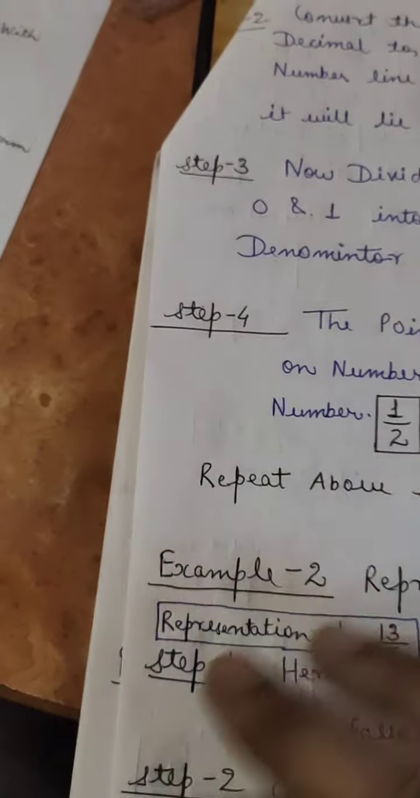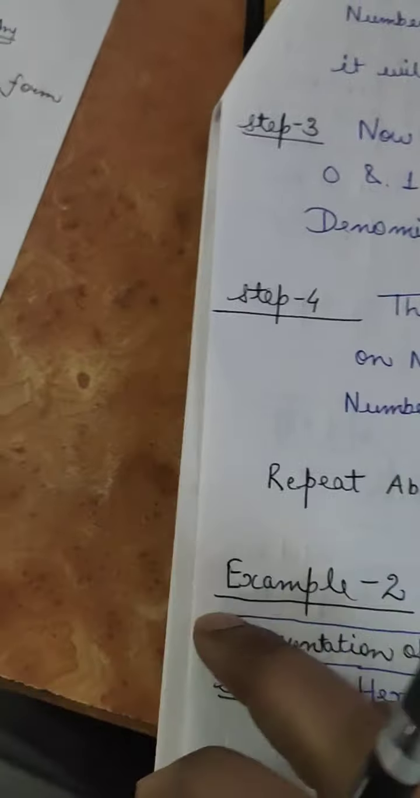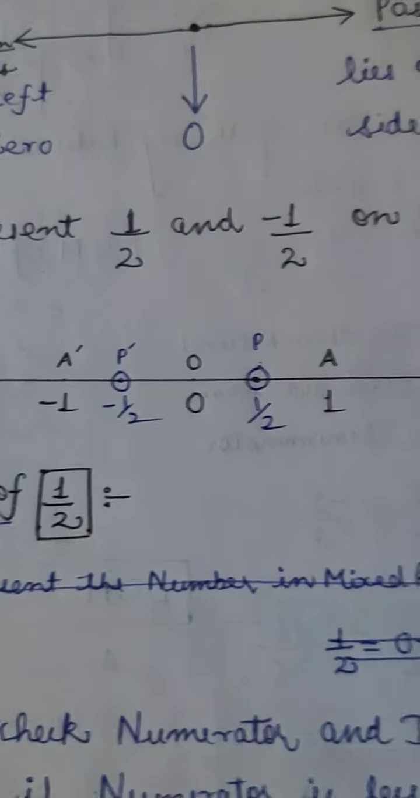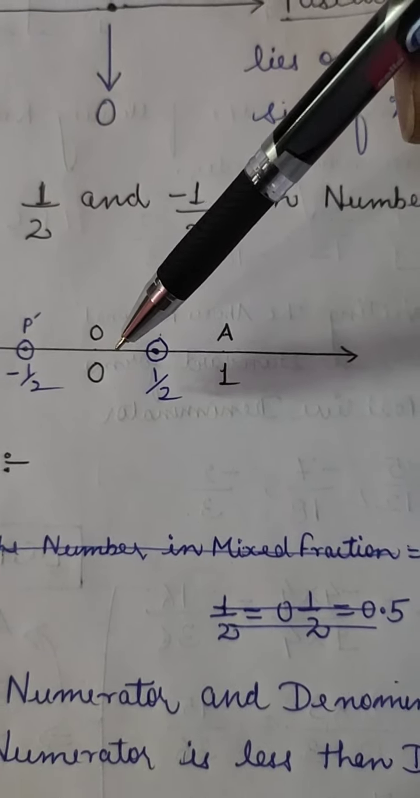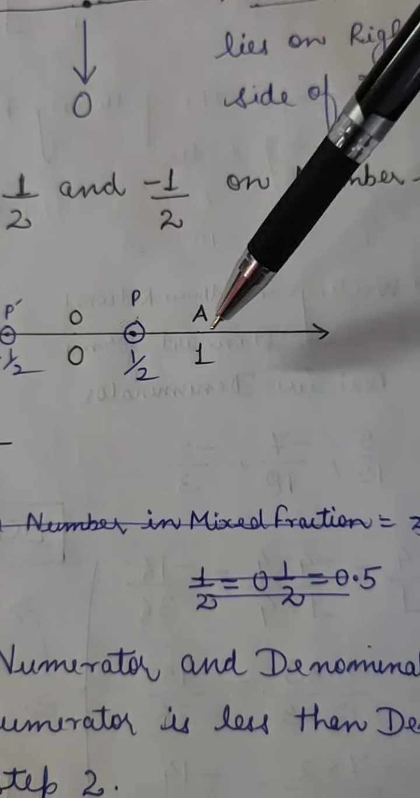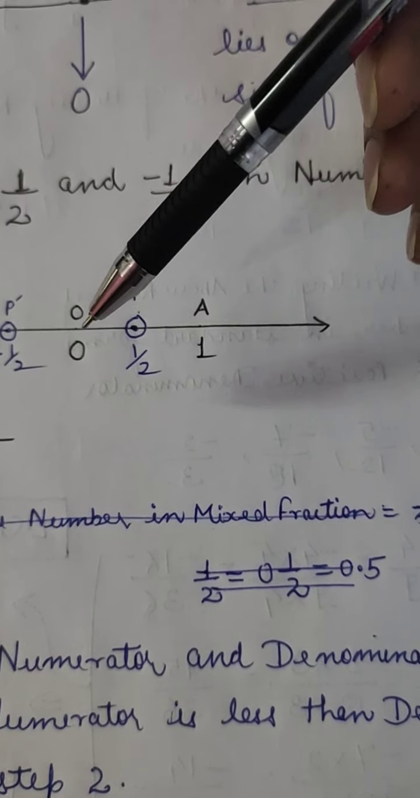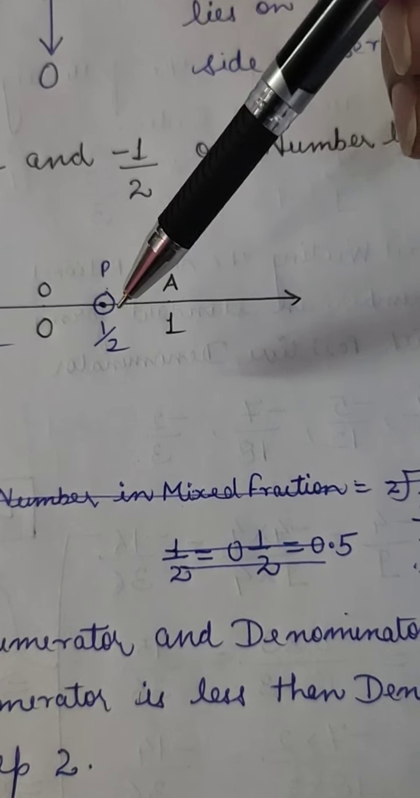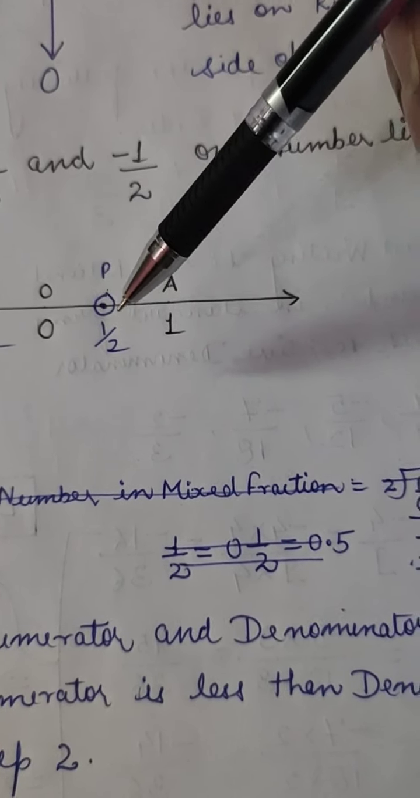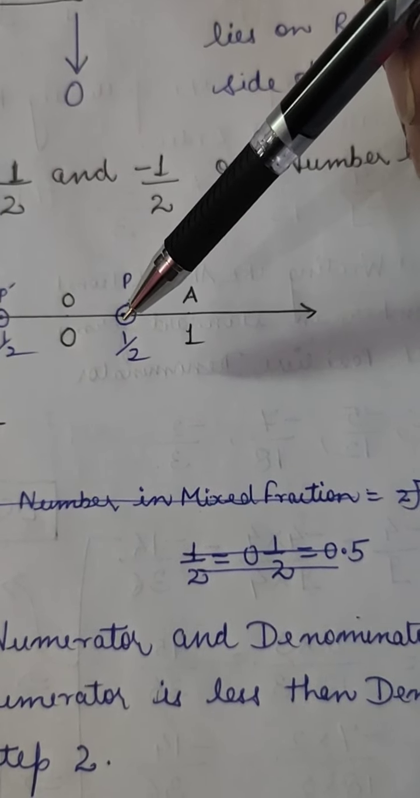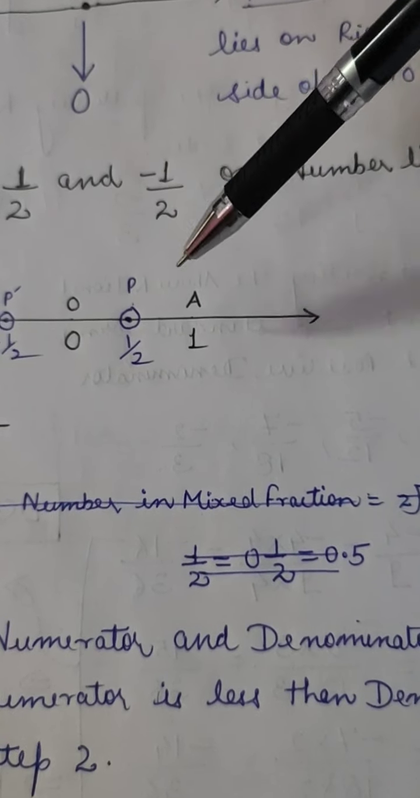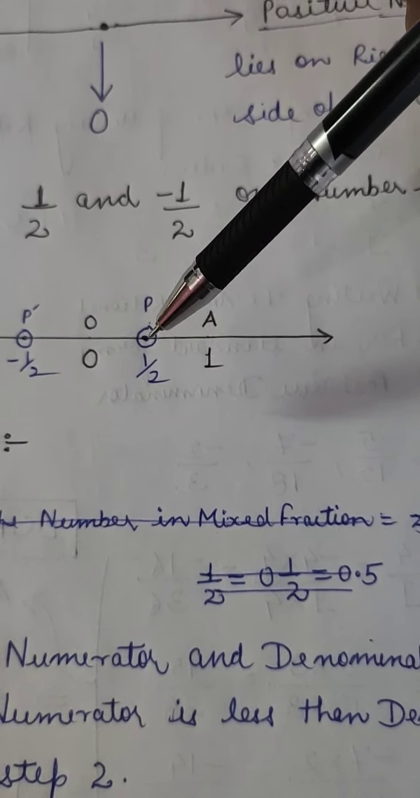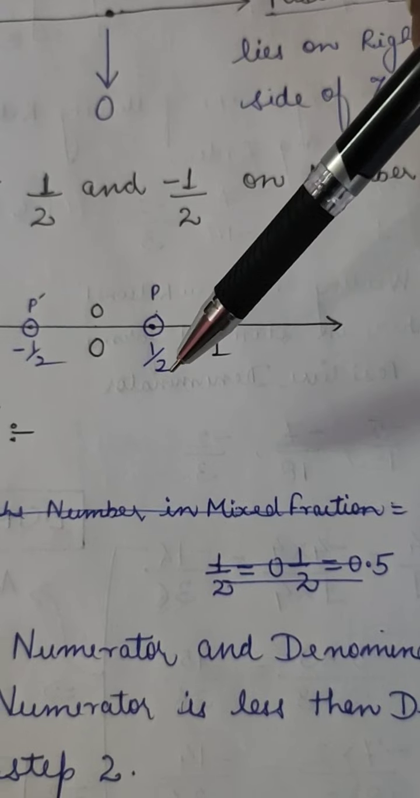Okay, thus here see, between 0 and 1 we have divided the number line into 2 equal parts. First part is this one and second part is this one. Now circle out this point. This point is the representation of 1 by 2.